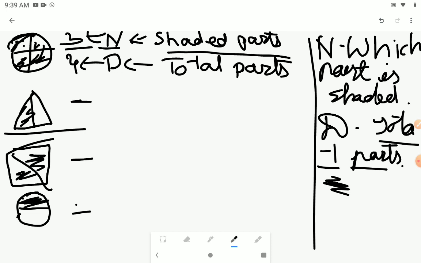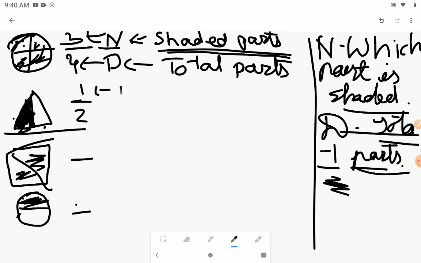Now see, this triangle is also easy. It is divided in 2 pieces. So what will be the fraction of it? One part is shaded. Here you can count this one whole piece is shaded. It means one will be our numerator. Numerator means shaded parts. Denominator means total parts. So total parts will be our 2. This is our numerator. This is our denominator.